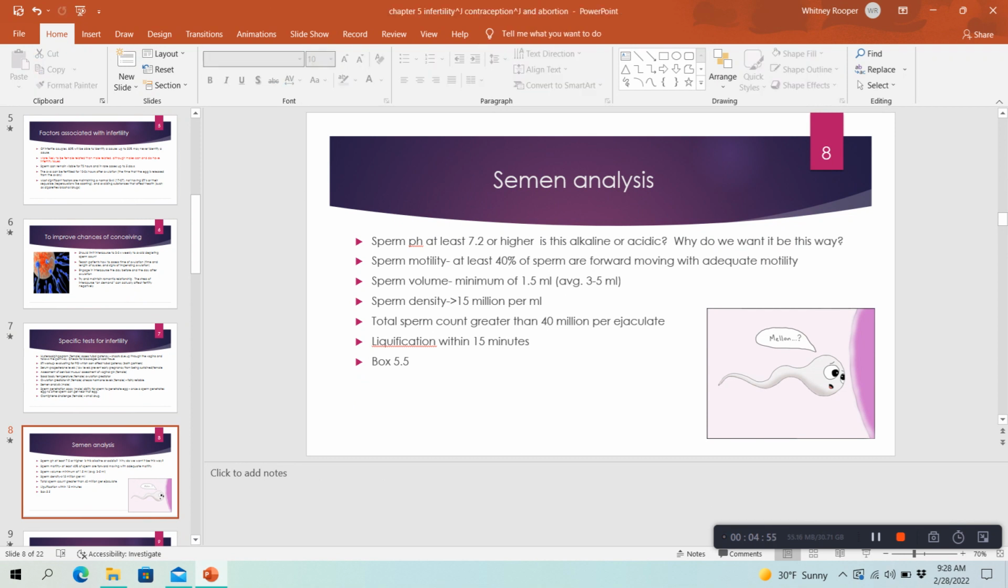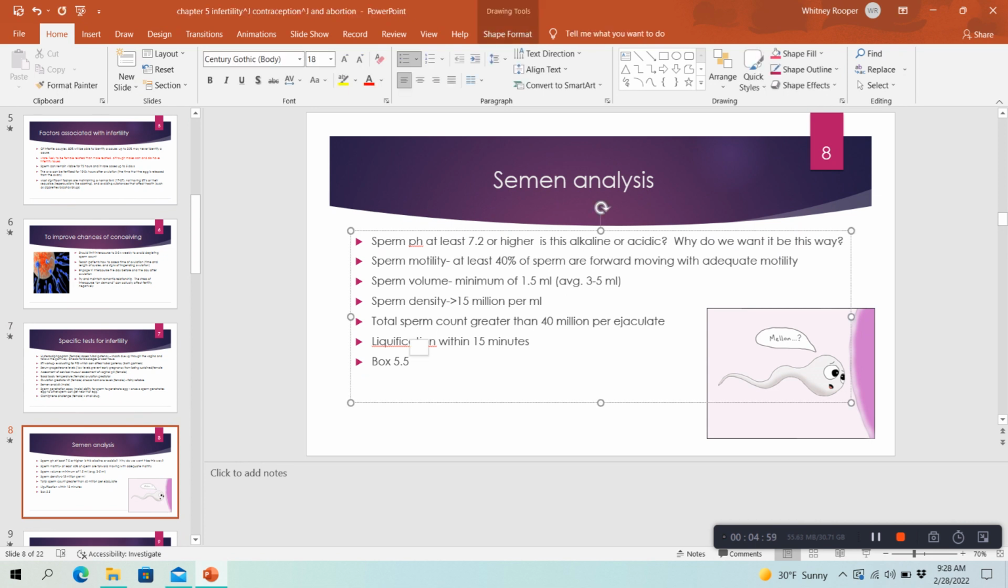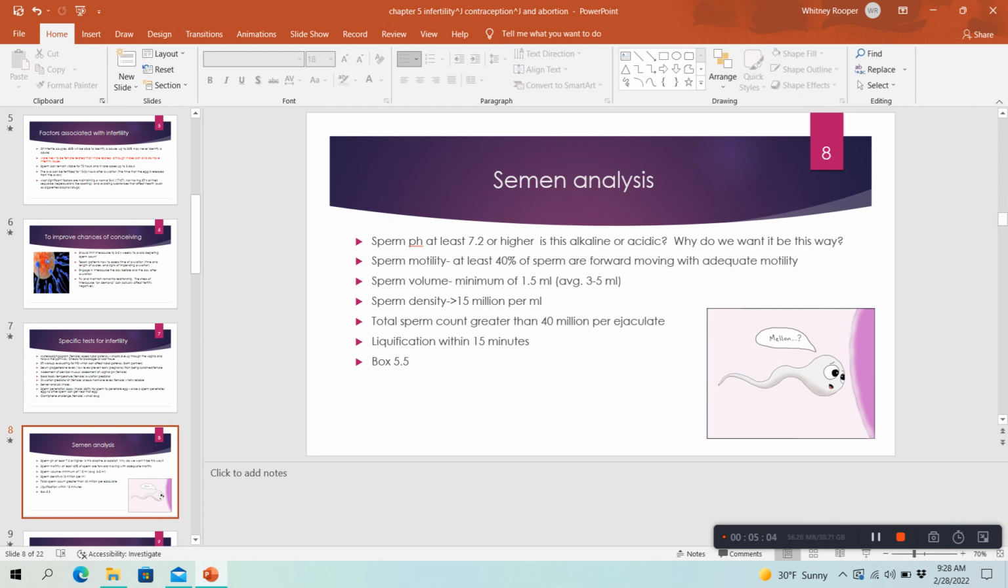When we get a semen analysis, the sperm pH should be at least 7.2 or higher. Sperm motility: at least 40% of the sperm should be forward moving with adequate motility. In other words, are they good swimmers? If they're not good swimmers, they're not going to survive.